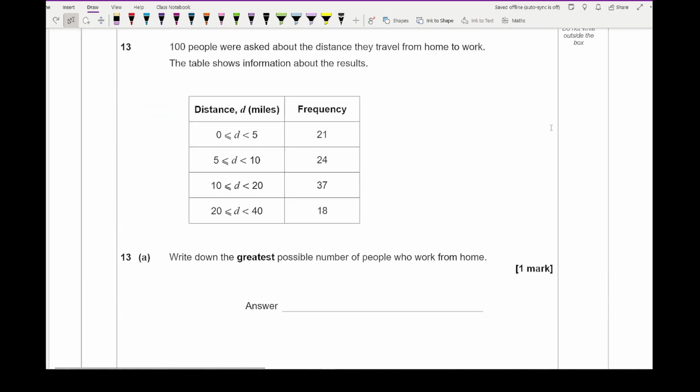Moving on to question 13, it says 100 people were asked about the distance they travel from home to work. The table shows information about the results, and for 13A it says write down the greatest possible number of people who work from home. For this, they're not going to be travelling at all. Looking at the first row, the distance could be inclusive of 0 but exclusive of 5. The greatest number it could be is those 21 people all travelling 0, so the answer for part A is 21.